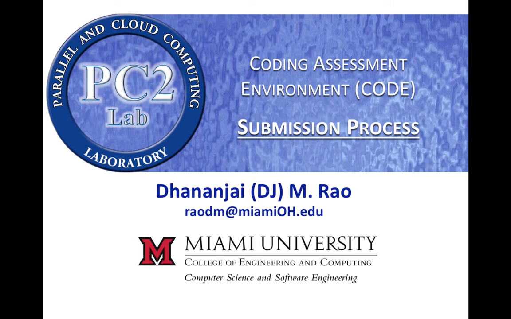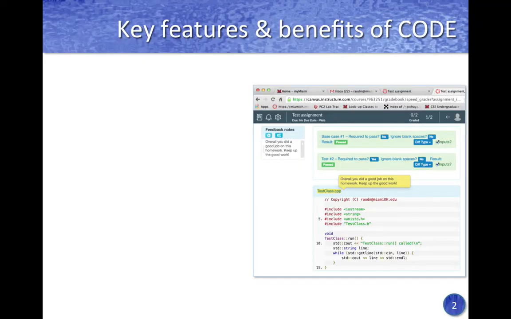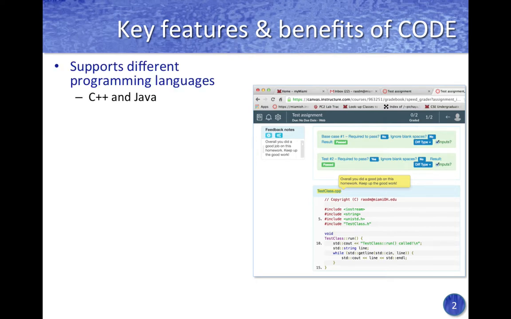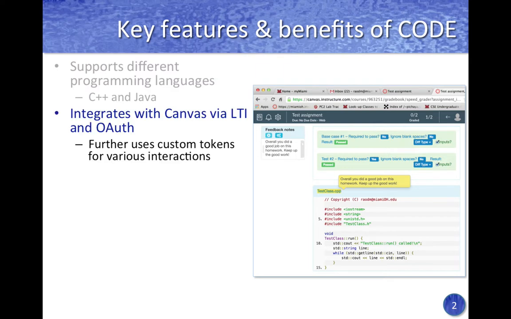This video provides a brief overview of the process of submitting a homework assignment through the Canvas Code plugin. Before we go into the demo, let's take a quick look at some of the features and benefits of the Canvas Code plugin. Code supports different kinds of programming languages. Currently, it supports both C++ and Java.